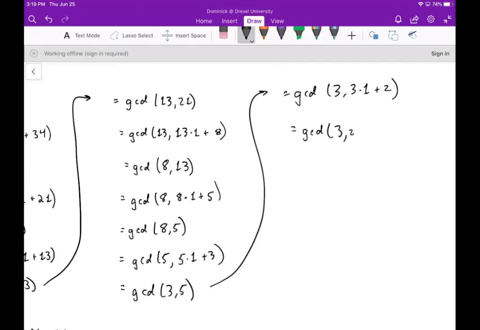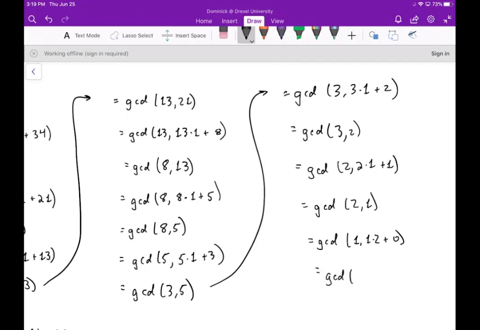Which is the GCD of 3 and 2, which is the GCD of 2, comma 2 times 1 plus 1, which is the GCD of 2 and 1. So finally, we get that this is 1, comma 1 times 2 plus 0. So we get the GCD of 1 and 0, which finally we can say is 1.